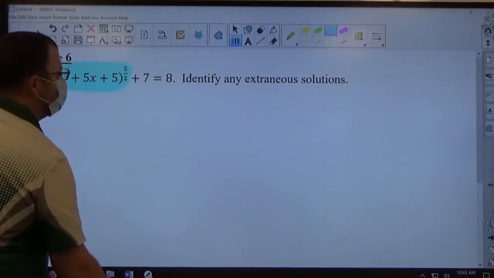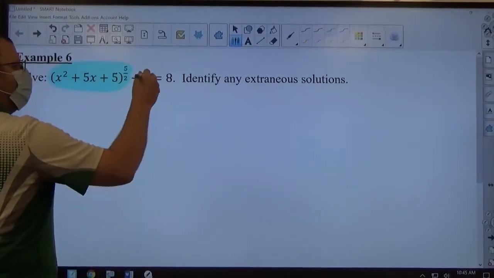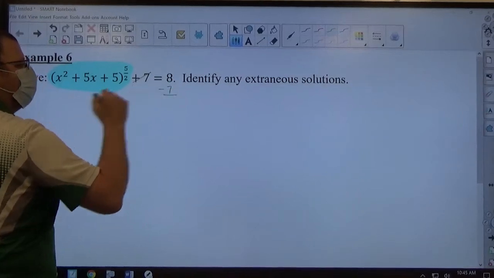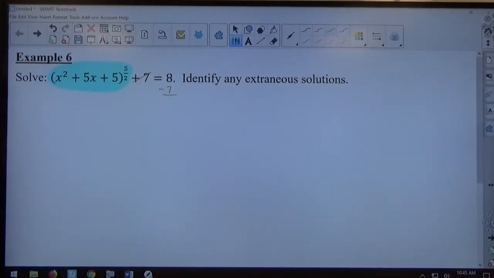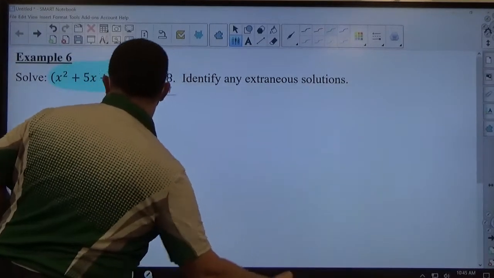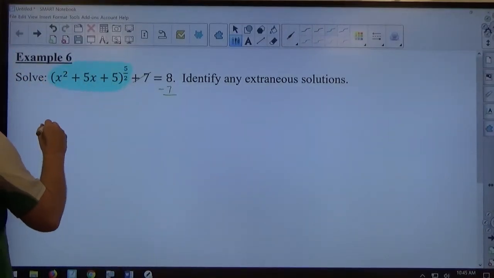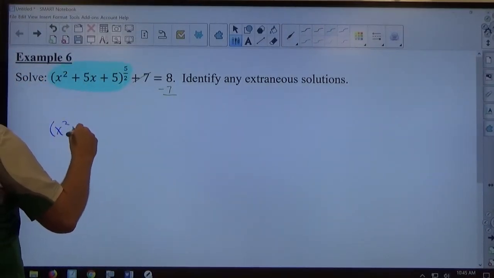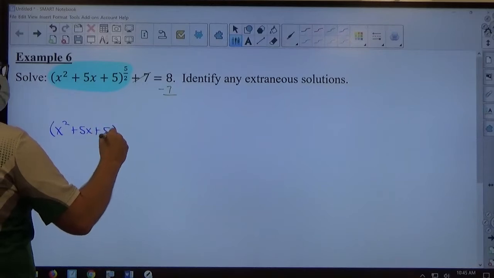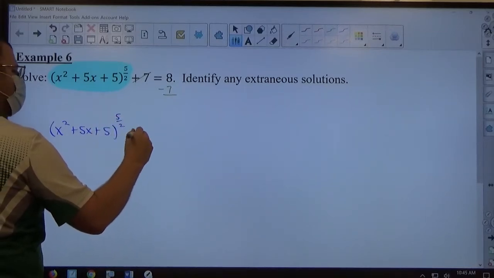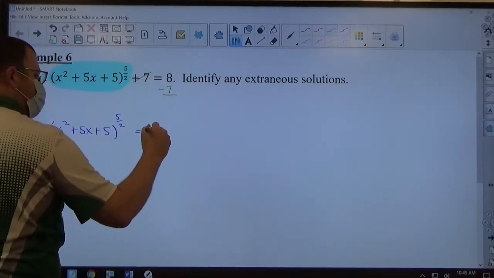So the first step of this problem is I'm going to take this positive 7 here, chop it off, and make it negative 7 over there. So that leaves me with my fractional power expression, x squared plus 5x plus 5 to the 5 halves power, equal to a new number, in this case 8 minus 7 is equal to 1.